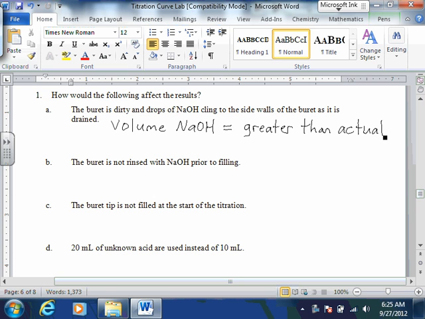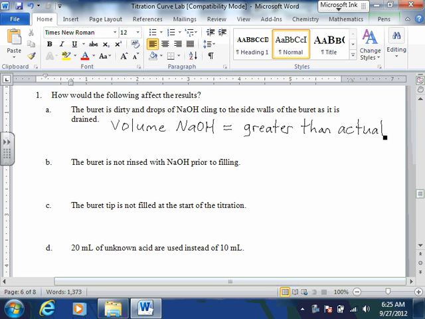So in other words, what we are actually adding to the acid is not as much as we think we did, because we're going from 0 down to 50. So once we think we've added 50, we've maybe only added 49 milliliters, okay? So that's the effect that would have there, so then you got to think about how that would affect your calculations. The burette is not rinsed with NaOH prior to filling, okay?